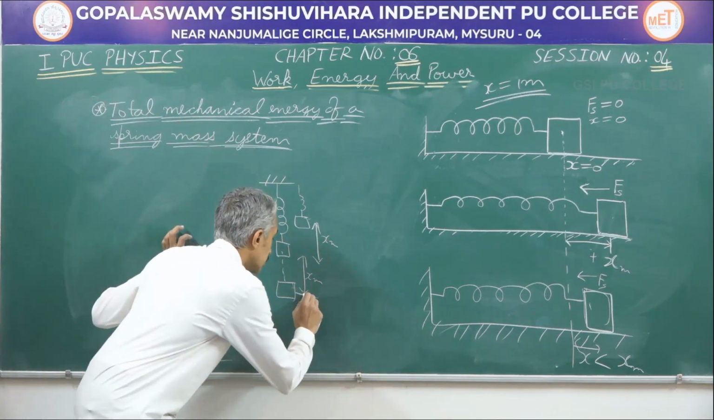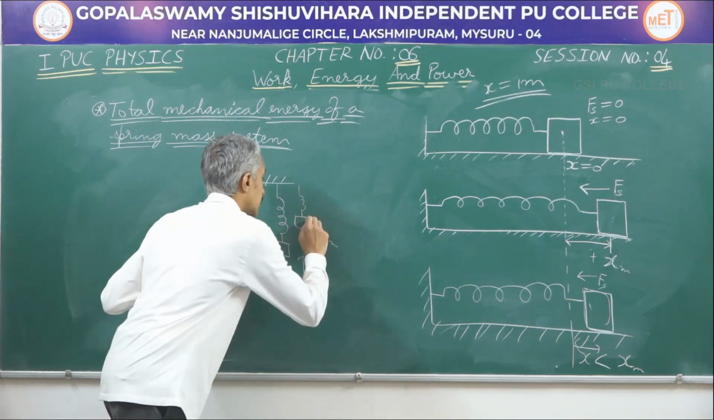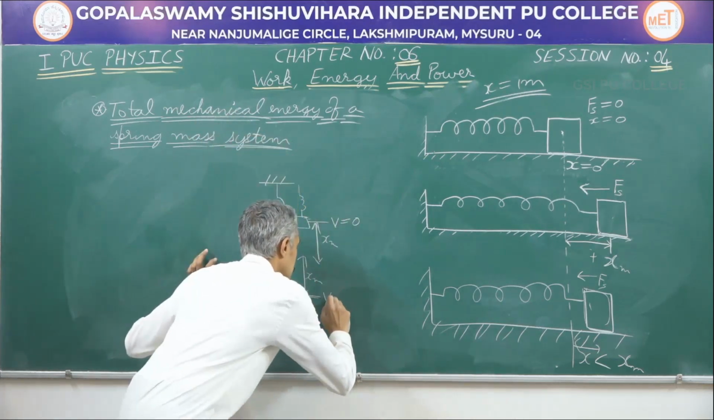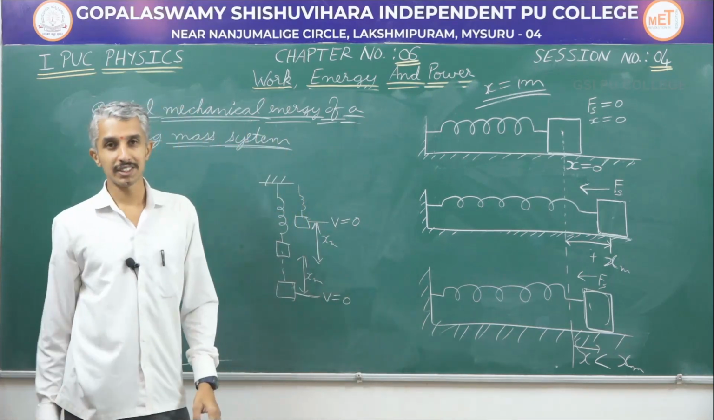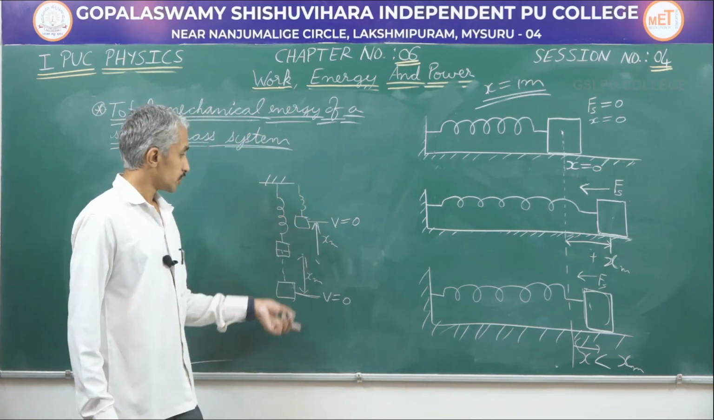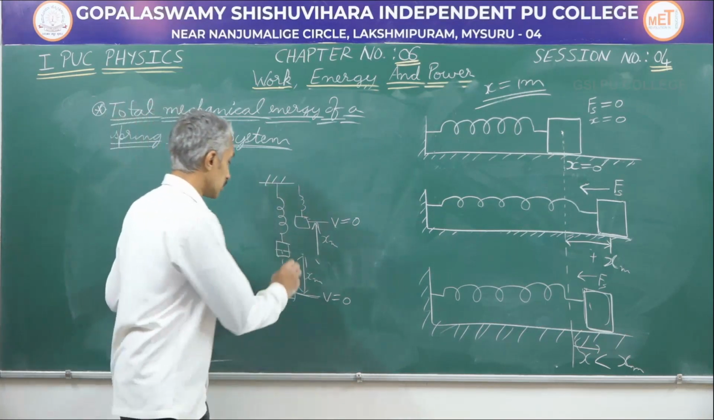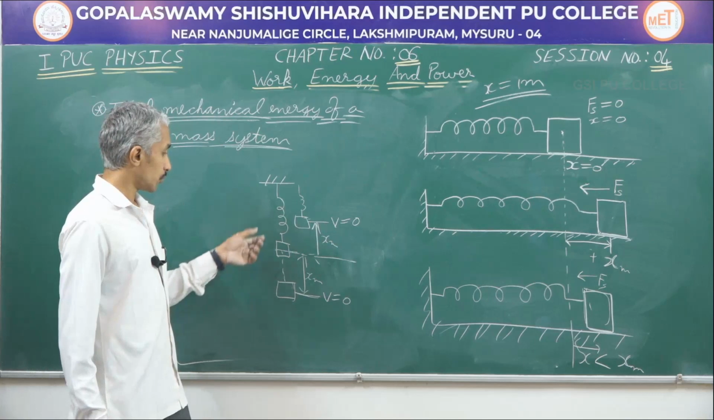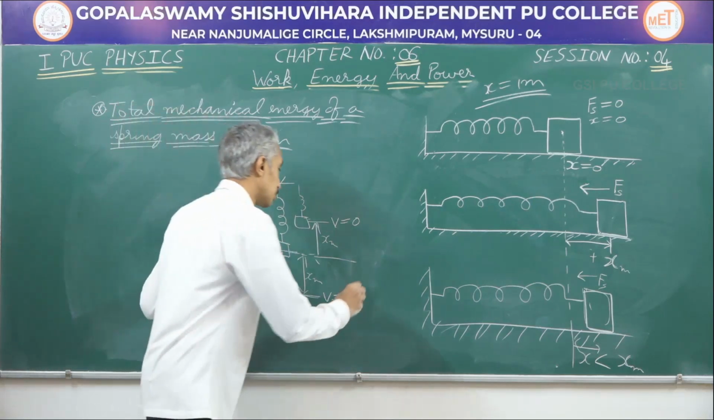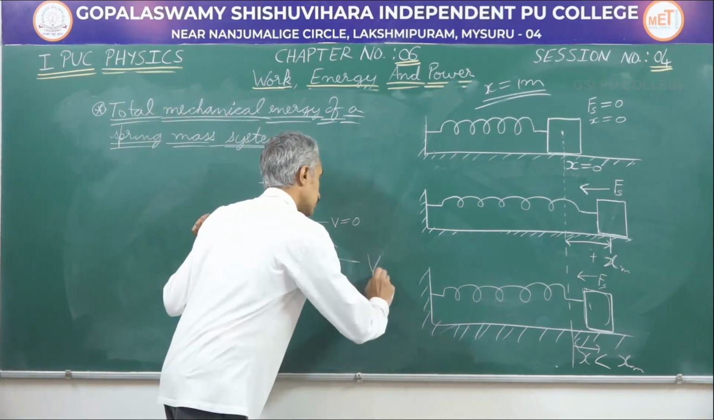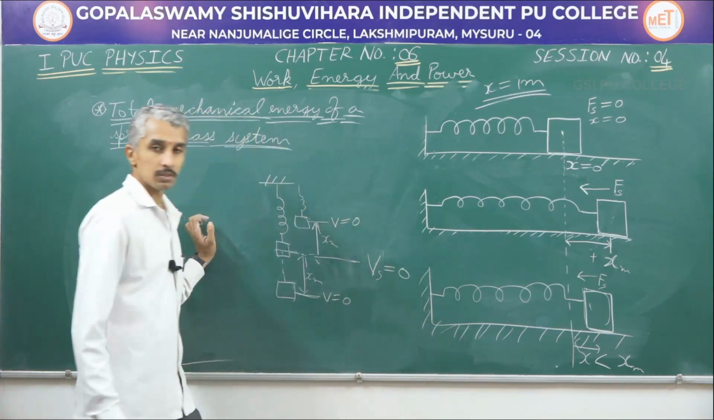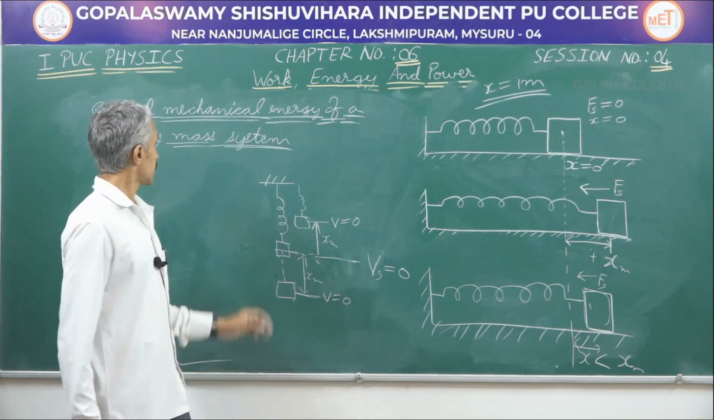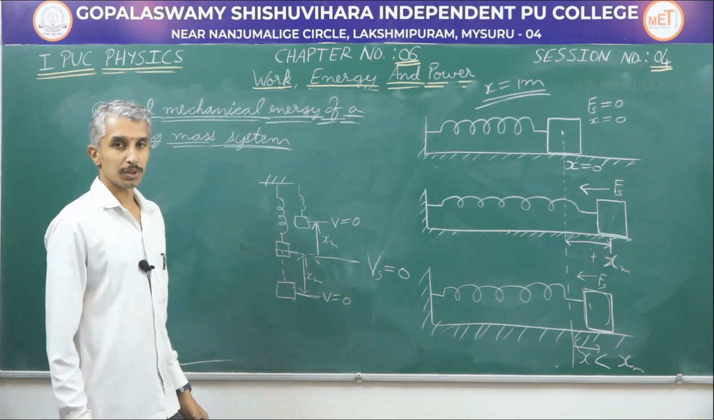When it has reached the maximum position down and the maximum position up, it is momentarily at rest, which means its velocity at that position is 0. Also, at the initial position, when before oscillation it was at rest, its potential energy is going to be 0. So, these three things help us to define the total mechanical energy of a spring mass system.